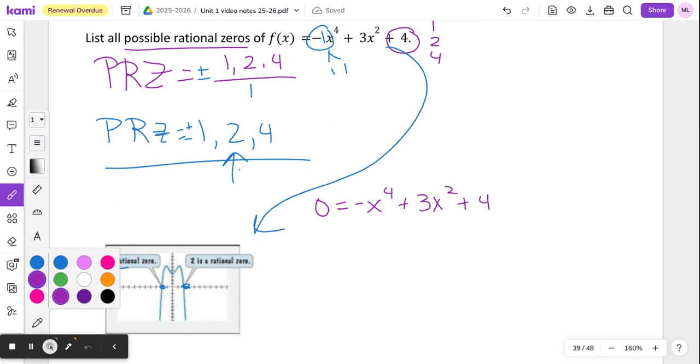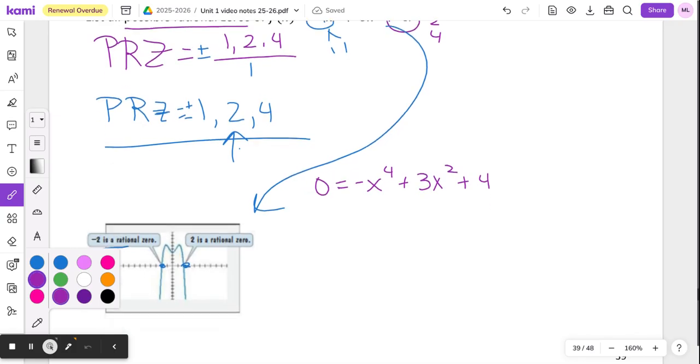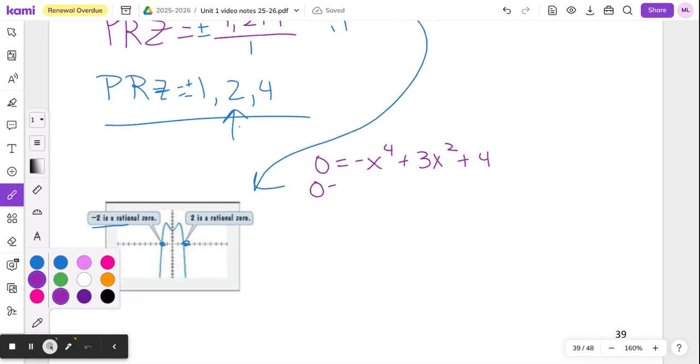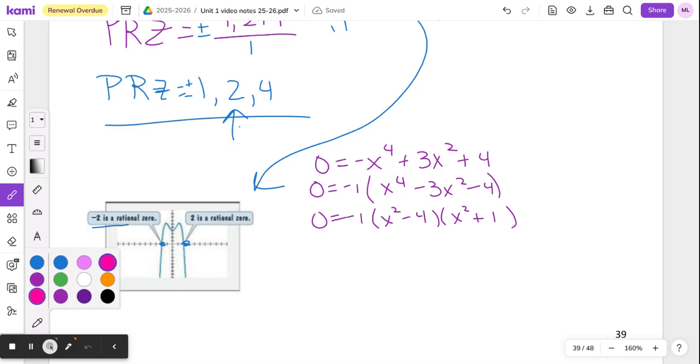If I take this and I'm going to divide out a negative 1, then I can factor this. It's a trinomial. It factors into x squared and x squared. Factors of negative 4 that add to negative 3 would be negative 4 and 1. If I'm solving, I can divide by negative 1. It's still 0. This x squared minus 4 is a difference of perfect squares, so x plus and minus 2.